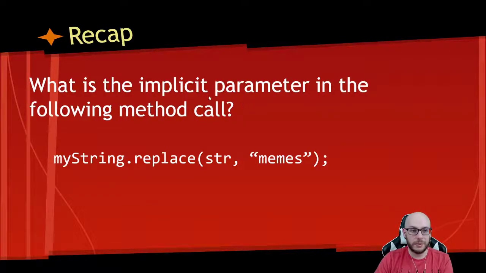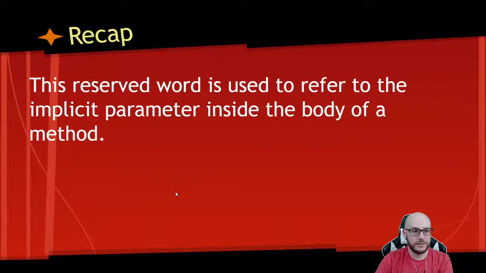What is the implicit parameter in the following method call? Right, our implicit parameter is going to be here. It is myString. This reserved word is used to refer to the implicit parameter inside the body of a method. Our answer here is this. And that's going to do it for this one. I'll see you in the next one.